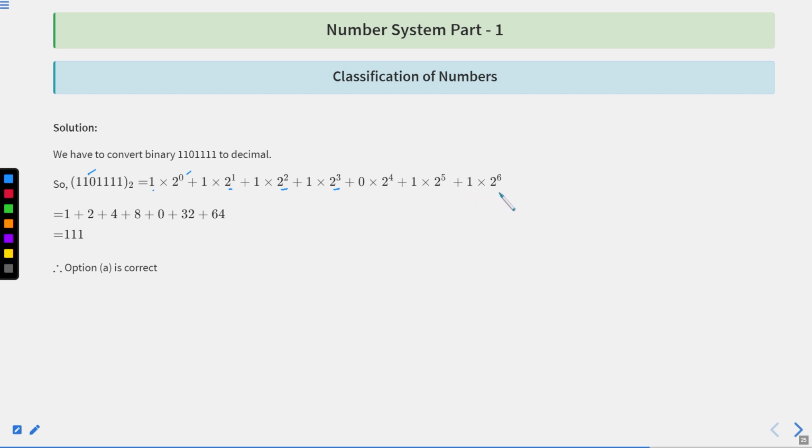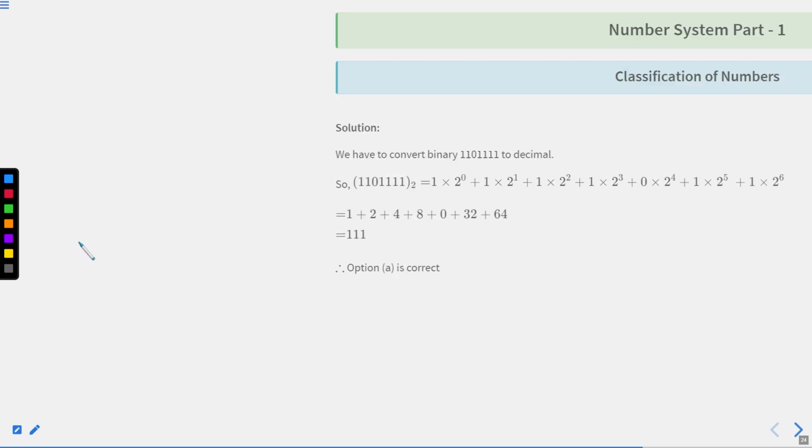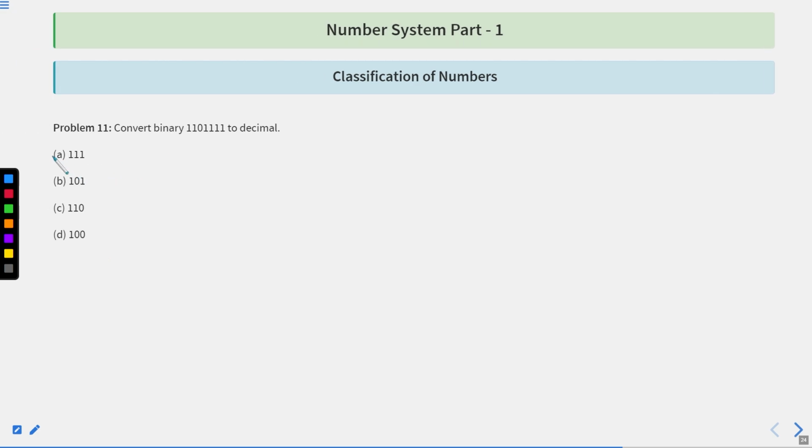After we write this, what do you have to do? You have to simply calculate. Nothing extra is remaining here. You just have to solve now. So you have 1 plus 2 plus 4 plus 8 plus 0 plus 32 plus 64. So the sum is going to be 111. That is option number A. So option number A is correct.